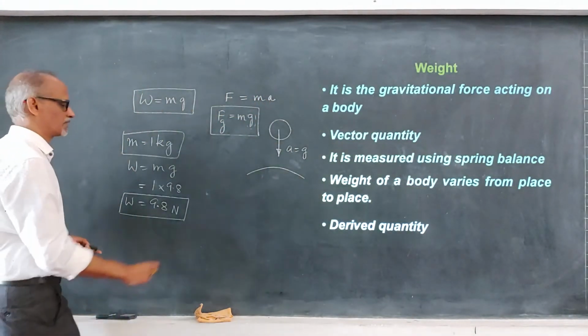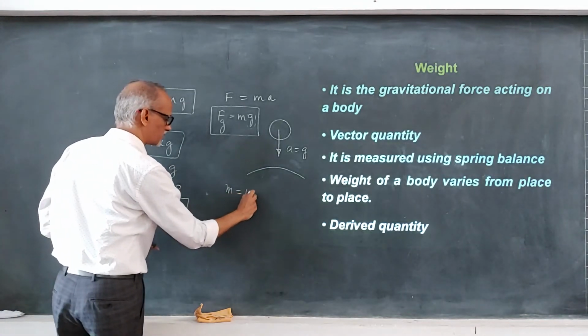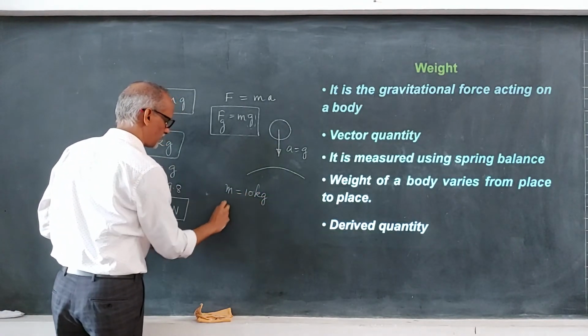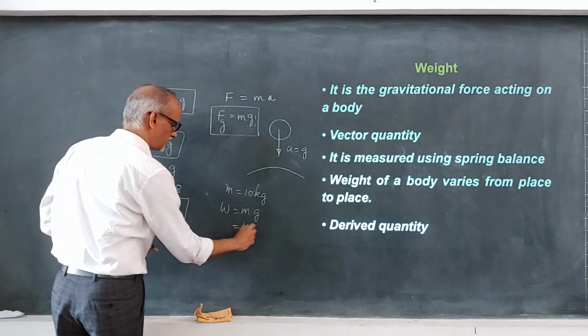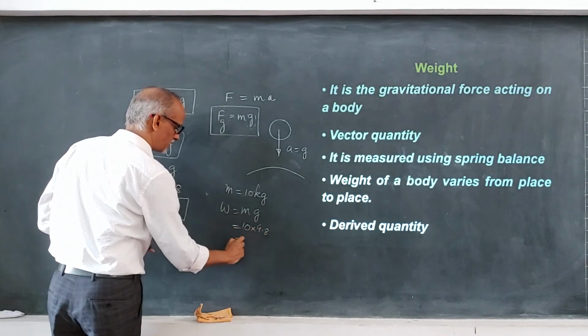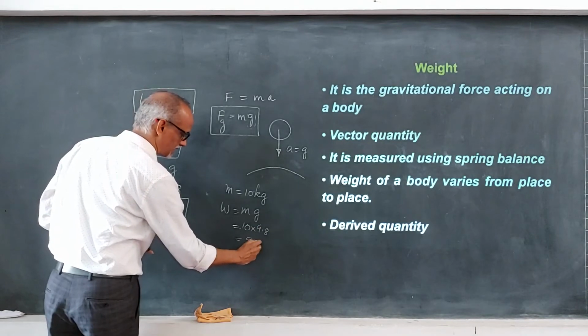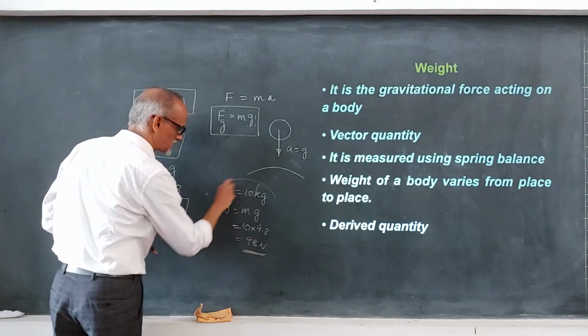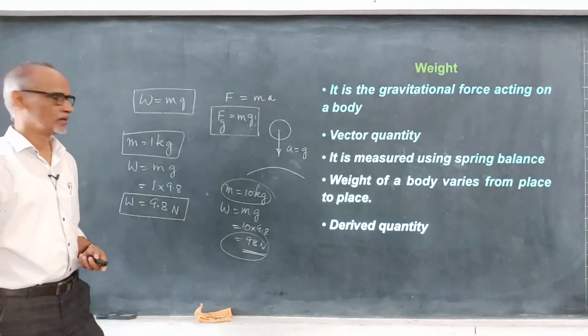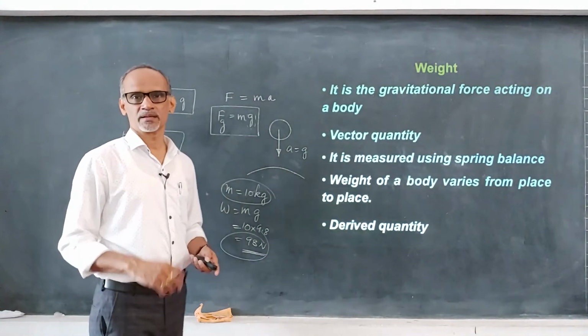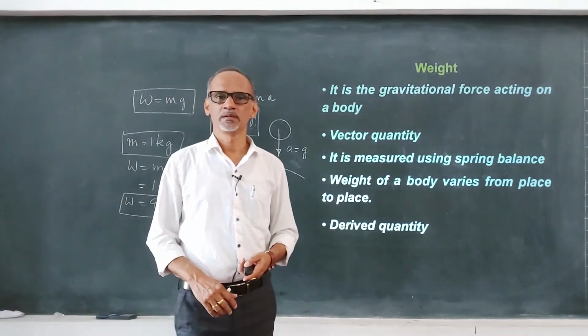Okay. So, therefore, if you are given a mass of 10 kg and you want to find the weight, W = m × g. m is 10, g is 9.8, 10 into 9.8 is 98 Newton. So, mass is 10 kg, weight is 98 Newton. Hope you understood the difference, because they are not the same quantities.